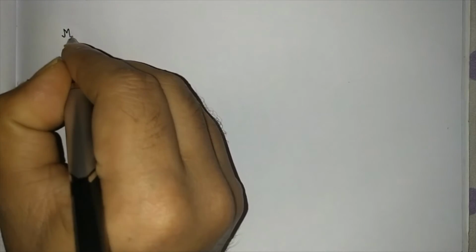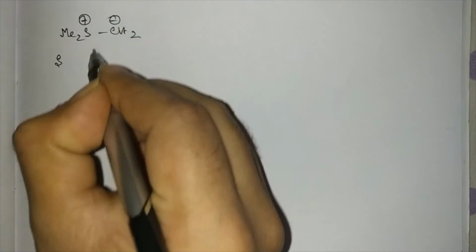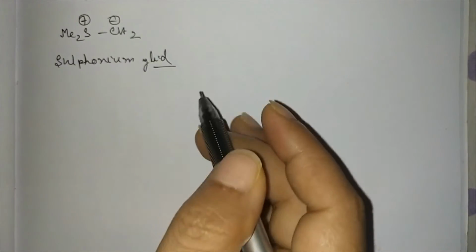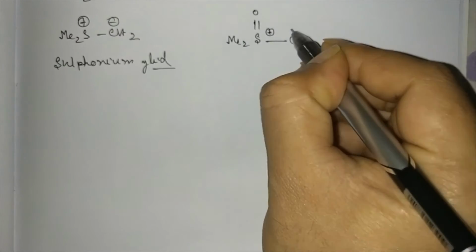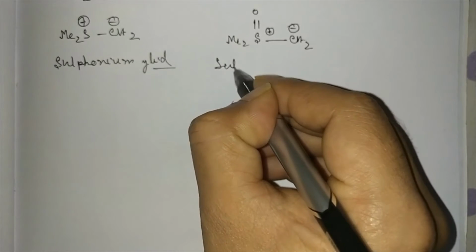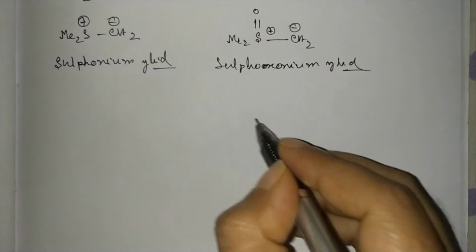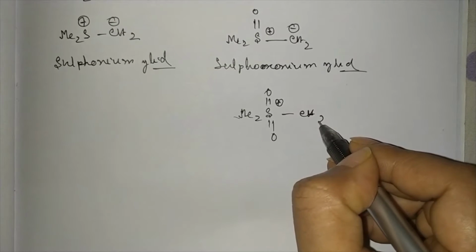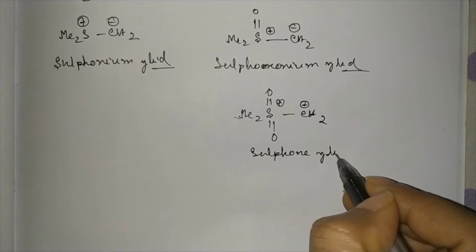So mainly three types of sulfur halides are prepared. Me2S CH2, that is called sulfonium halide. Here it will be plus minus. This is called sulfonium halide. Another type is Me2S, this is called sulfoxonium halide. And the third type, this is called sulfone halide.